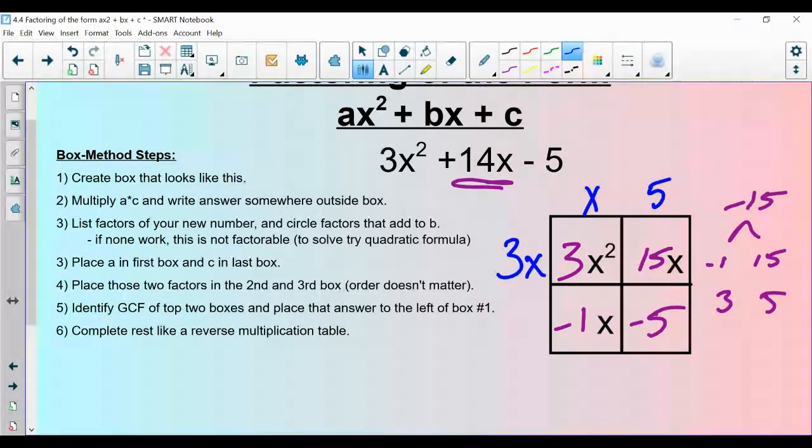X times what is negative 1x? That would be negative 1. And as a check, is 5 times negative 1 negative 5? It certainly is. And so my factors are going to be x plus 5 and 3x minus 1.